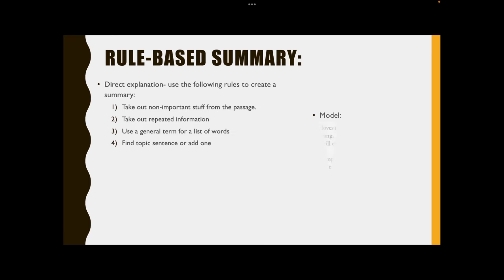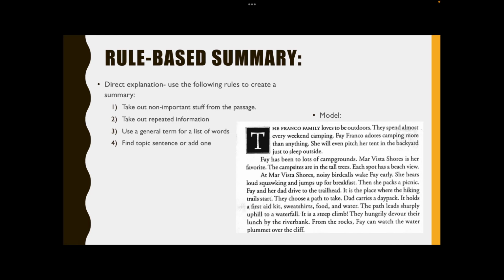So here is a piece of the passage that we are going to be doing. I want everybody to take a look at it. All right, I'm going to read this part of the passage to you, and then I will show you what rule-based summary looks like.